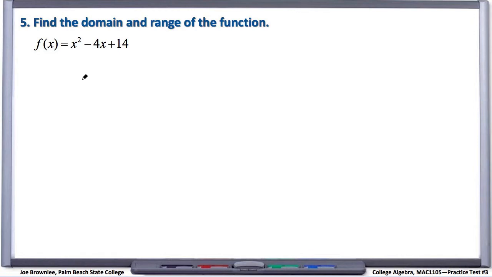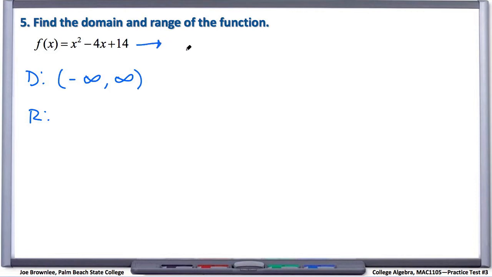And for parabolas that open up or down, which is all we're dealing with on this practice test, the domain for those is always going to be negative infinity to positive infinity. All right, so if your parabola opens up or down, the domain for that parabola will be negative infinity to positive infinity. To find the range, it takes a little more work, but nothing that we can't handle.